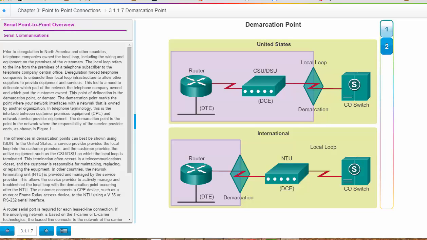So we now have something that is called the demarcation point, and this marks the point where your network interfaces with the network owned by another organization. In telephone terminology, this is the interface between customer premises equipment, or CPE, and the network service provider equipment. Your demarcation point is the point in the network where the responsibility of the service provider ends. So wherever they're coming in at that demarcation, that's where their responsibility stops, not yours. Basically, that's where yours begins.